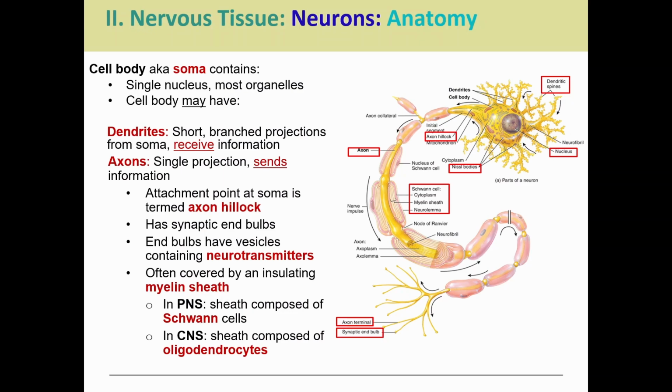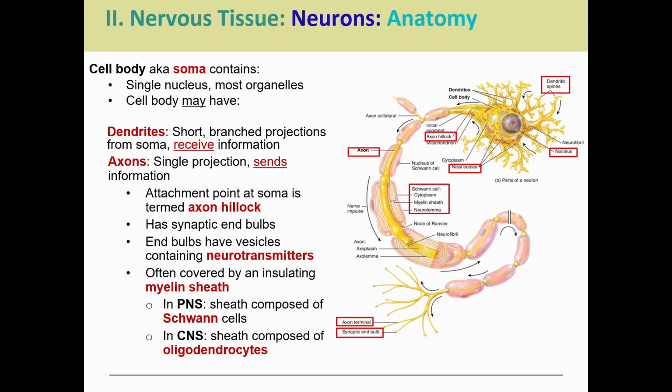We have dendrites. These are going to be shorter little projections that receive information. They're going to pull information in. And then the axons, which tends to be a single projection coming off a bit longer, that's going to send information out. So we have a one-way road. Information comes in through the dendrites, is processed in the cell body, and then exits and travels down the axon to go communicate with another neuron that comes next.